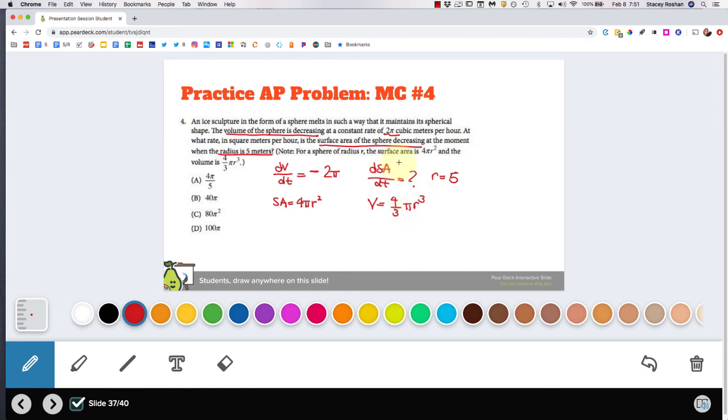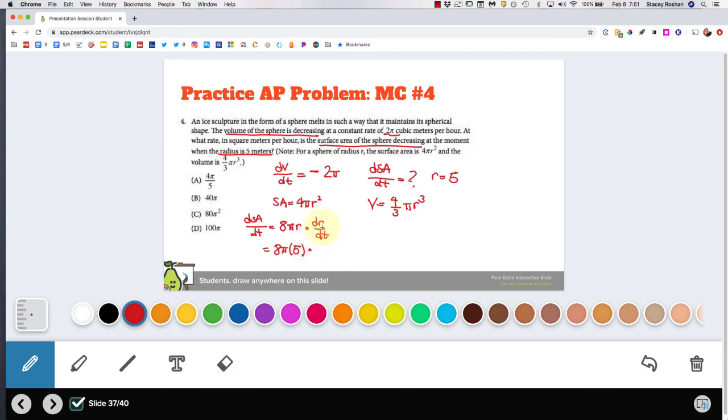Now, we want to know what the derivative of the surface area is with respect to time. So that's our goal. d surface area over dt is going to be 8 pi r, but don't forget, since this is a related rates problem, what's changing over time? The surface area is changing over time, but the radius is also changing over time of a sphere, right? So that radius has a baby in it. You can't forget about it. So they tell us that the radius is 5, but what is this dr/dt?